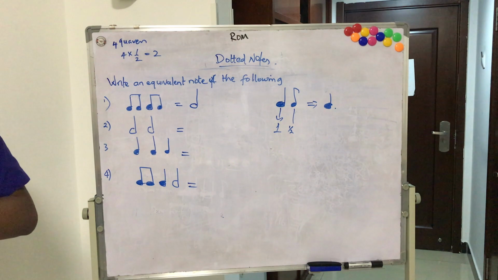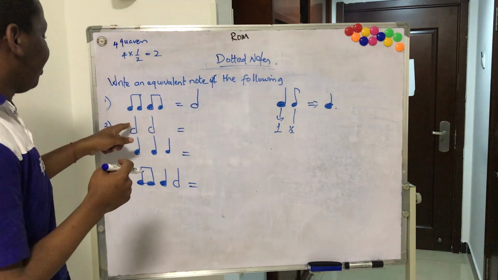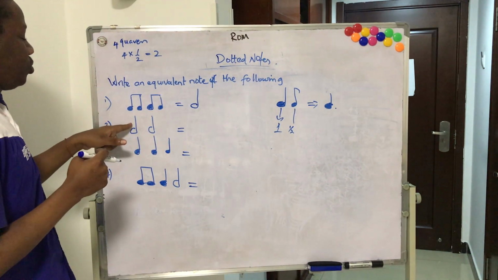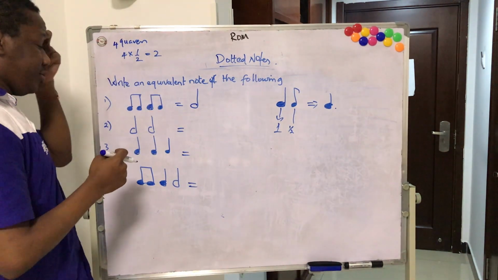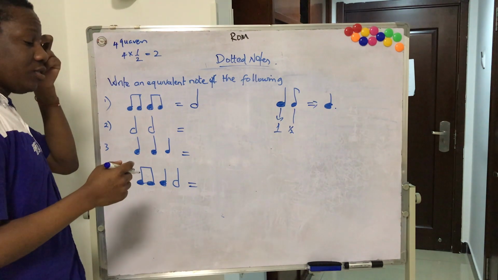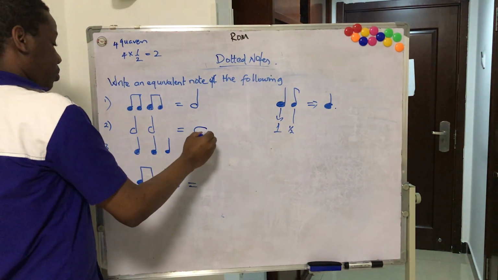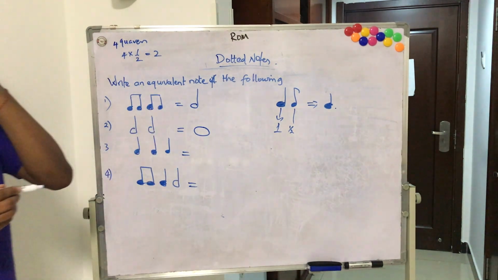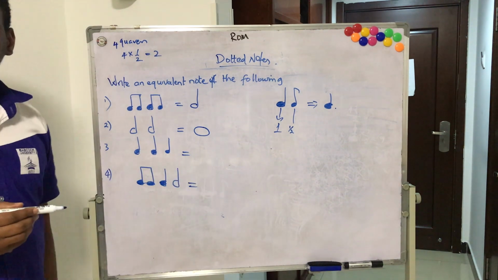Okay, let's continue. This is 2, gives us 4. What's the note that has 4 beats? Semibreve. Semibreve is 4 beats. That's the answer to that one.